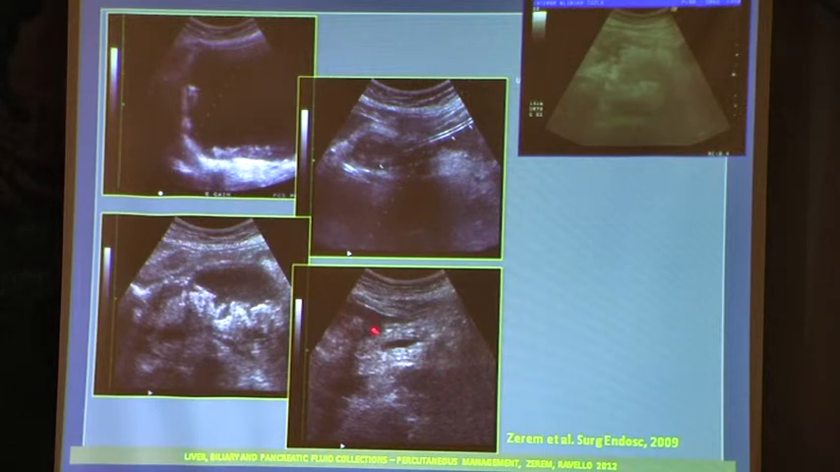And this is a patient control examination a few months after these patients were discharged from the hospital. The pancreas is inhomogeneous, but the signs of acute pancreatitis, such as acute fluid collection and pancreatic and peripancreatic necrosis, are disappearing.